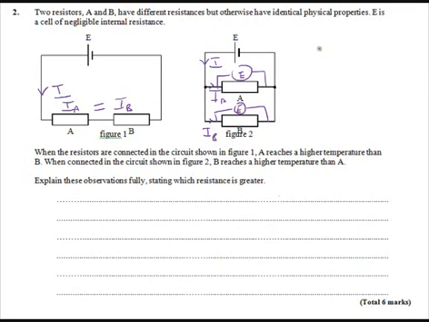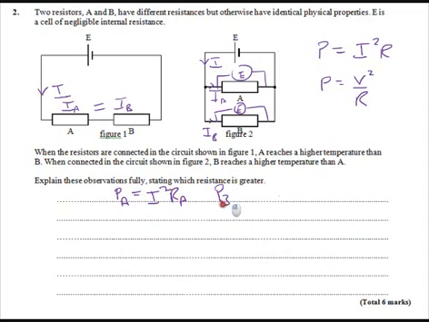So the crucial formulas for us to know here are the power, and there's 3 equations for power, but the 2 that are relevant to us here are P equals I squared R and P equals V squared over R. So if you look at this circuit here, what we can say is the power dissipated by, just given out by A, is I squared RA. Okay, and the power given out by B is I squared RB. But it's told us in the question that in figure 1, A reaches a higher temperature than B. Okay, that means that PA, the power given out by A, must be more than PB.